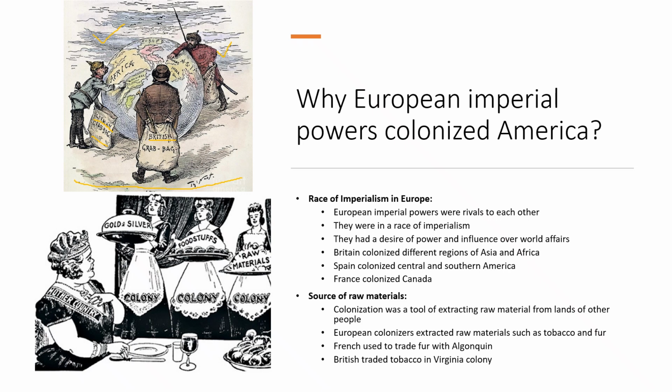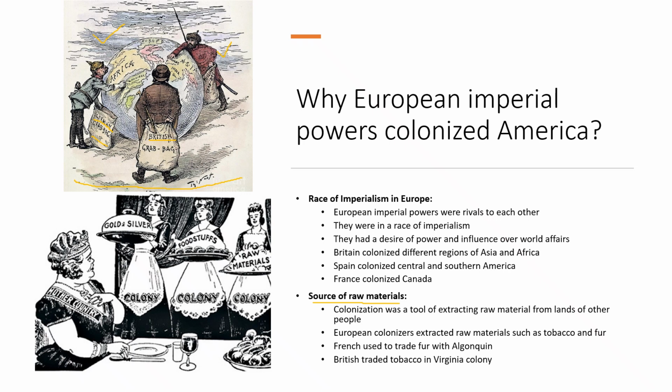Then the second reason behind the colonization of America: source of raw materials. These European powers wanted to become economically strengthened, and they were in an economic race also. So they colonized different parts of the world because they wanted raw materials to strengthen their economy. Colonization was a tool of extracting raw materials from the lands of other people. European colonizers extracted raw materials such as tobacco and fur. We have studied this colonization in detail, and we know that the British settled in Virginia and started the trade of tobacco, and the French used to trade fur with the Algonquin tribe of America. There was a greed and quest for raw materials. This is the reason they colonized America and took control of its lands, so that they could extract these raw materials for themselves and for their mother country.